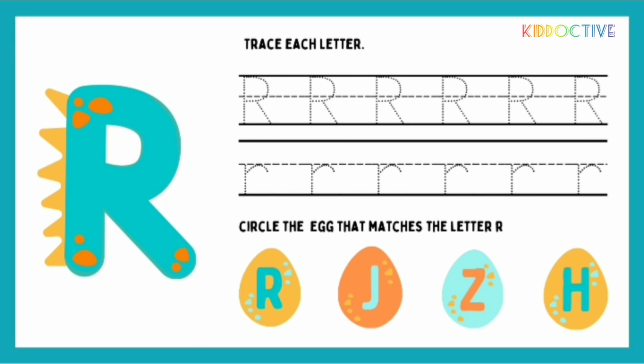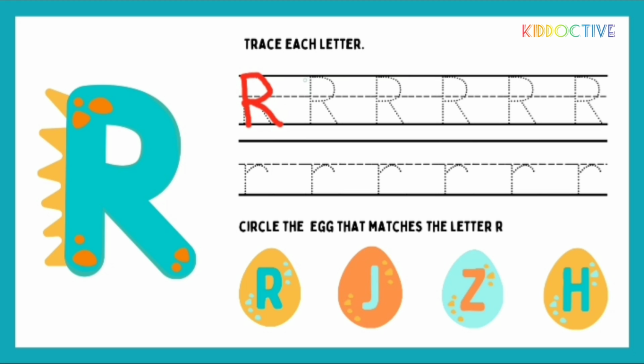Now comes letter R. We are going to write letter R. Standing line, one curve and another slanting line. Again. Okay, this is the capital letter R. This one is the small letter R. Okay. Now tell me, circle the egg that matches the letter R. The first egg is having letter R.